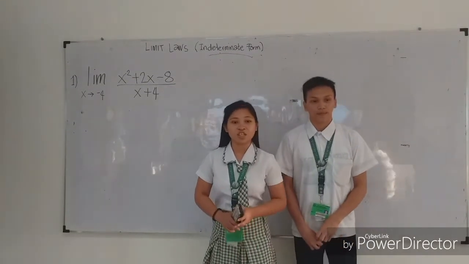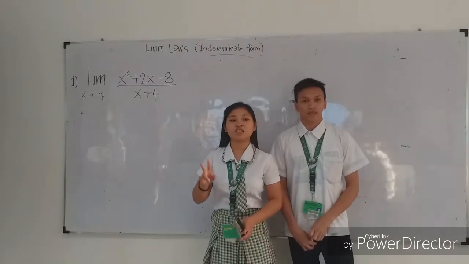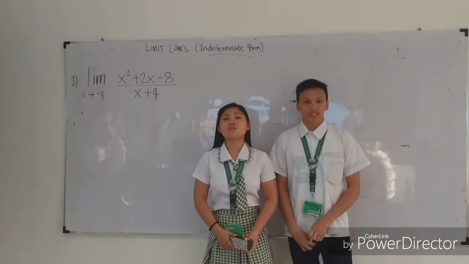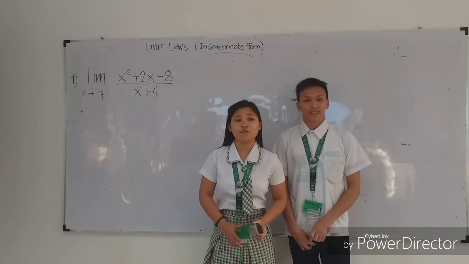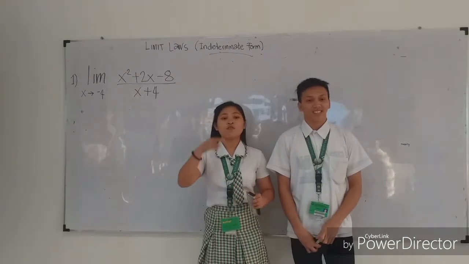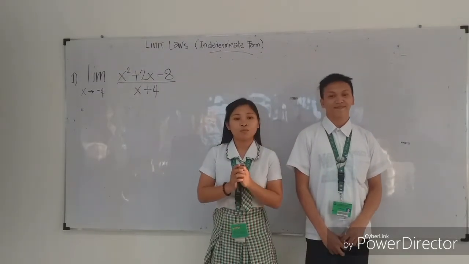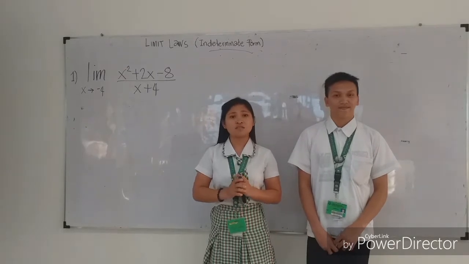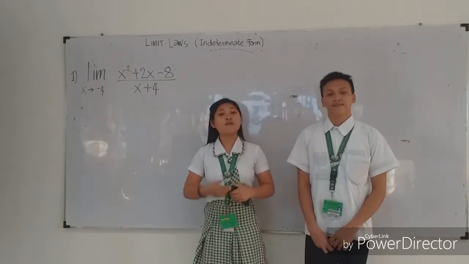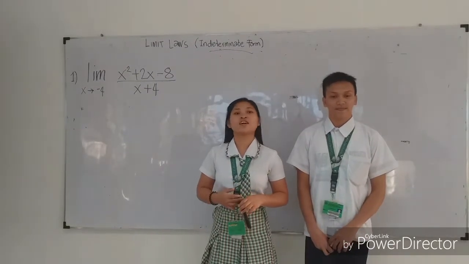Indeterminate form is an expression involving two functions which cannot be determined. The most common example of indeterminate form occurs as the ratio of two functions in which both of these functions tend to zero in the limit. We have two methods, the factoring and the conjugate.